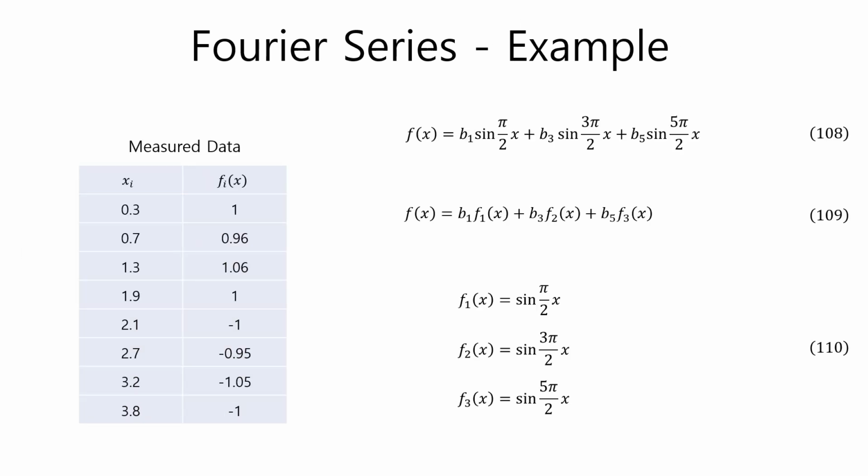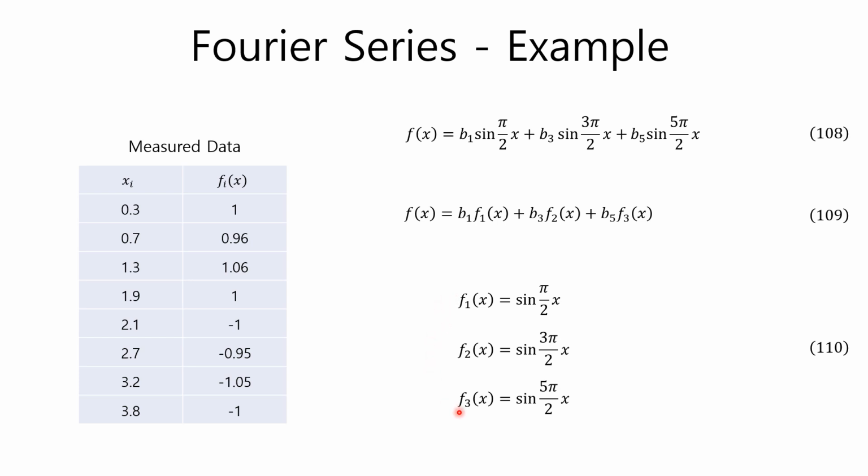In the Fourier series example here, the three unknowns we need to find are b1, b3, and b5 in equation 108. Equation 109 will be a reference to find the functions of f1, f2, and f3. The three equations shown in equation 110 are element functions that make up the Fourier series to create the F matrix. You can create an F matrix by substituting the x values shown in the measurement data table into each of these three equations and organizing them.